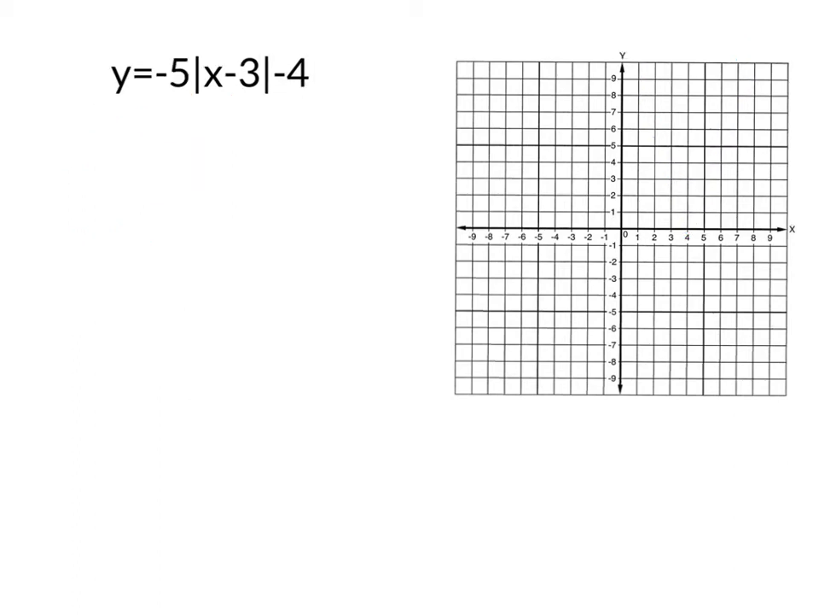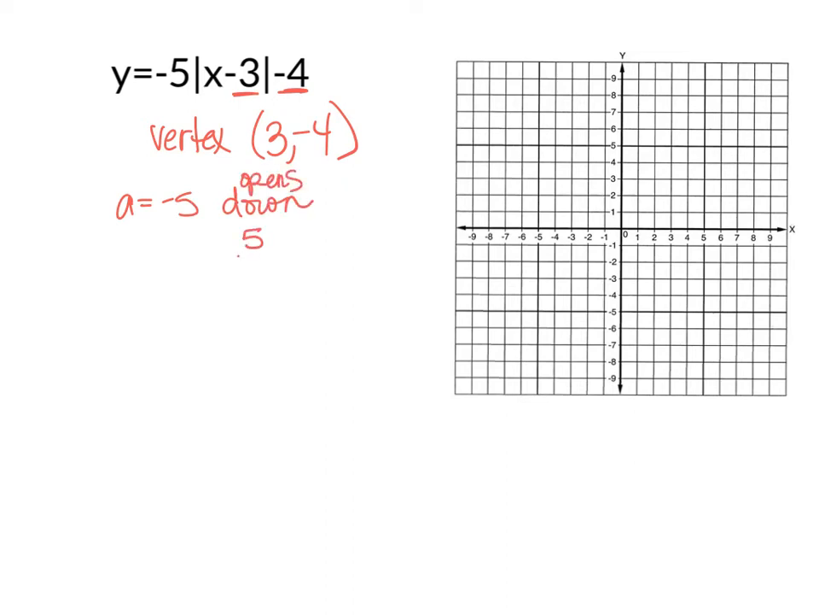Okay, so y equals -5 absolute value of x minus 3 minus 4. Now whether it says f of x or y, we graph it the same way. Our vertex is at (3, -4). Our a is -5, so it opens down. And my slope is 5/1, so we're going to go down 5. We always go up or down for the new number on top, and then right 1. So I'm going to start at (3, -4).